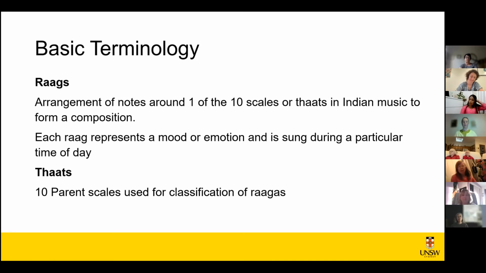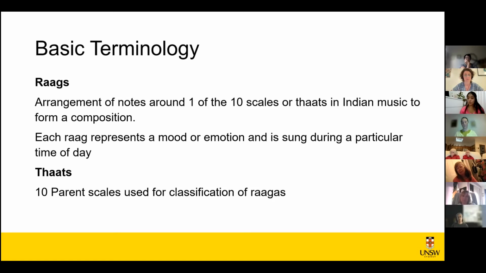Now moving towards rags, what are rags? So rags are arrangements of notes around one of the 10 scales or thaads, of which I'll talk about what thaads are, in a composition. And a characteristic of a rag is that each rag represents one mood or an emotion. So the rag that we're going to learn today is rag Yaman. It represents an emotion of love, and an emotion of caring.